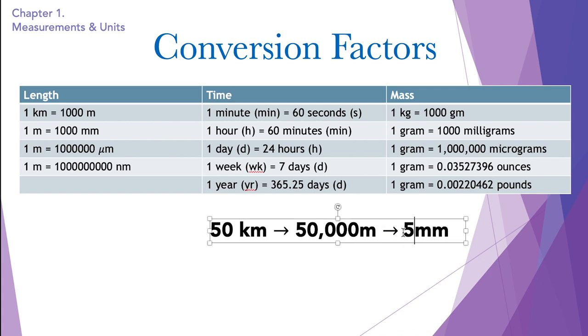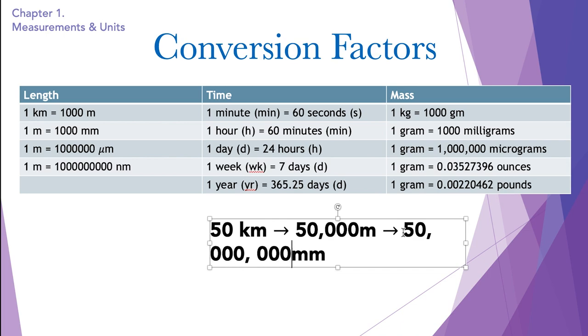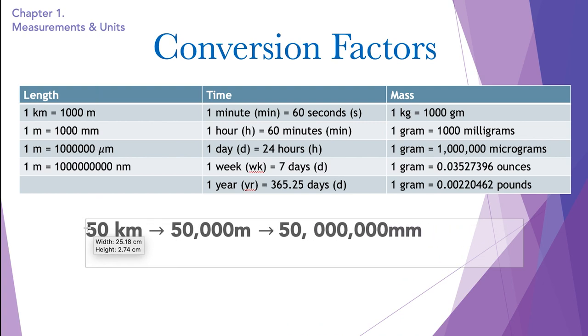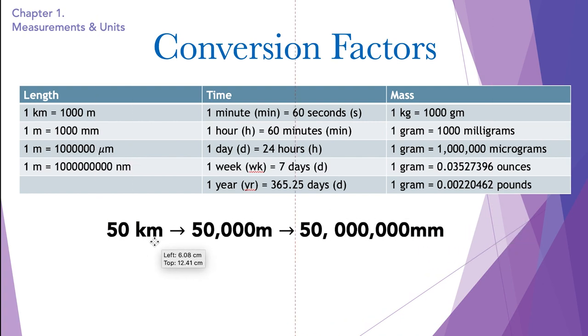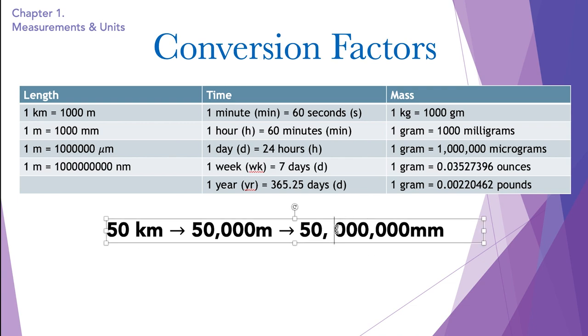So how do we write it? 50, comma, 3 zeros, comma, and 3 zeros again. Now that's a big answer. Of course, if we convert 50 kilometers into millimeters, then it would be a big answer because millimeter is very small. Now we can see that 50 kilometers are equal to 50 million millimeters.